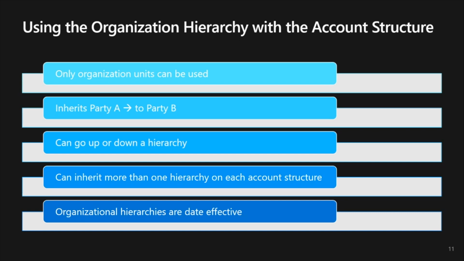You have the ability to go up or down the hierarchy as well. In most cases, you go down the hierarchy, but using the same example going up the hierarchy, you could choose the relationship from party A to B, where A is the department and B is the business unit. With that hierarchy, we would only allow a single business unit for each department. You can inherit multiple relationships from multiple hierarchies in each account structure.